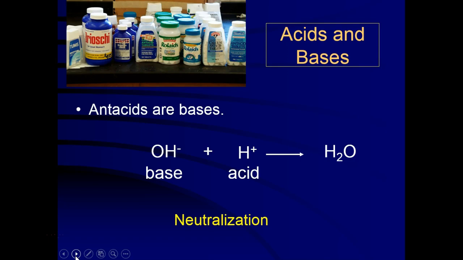If we want to change the pH, if we want to get it back to neutral, then what we have to do is take up those hydrogen ions. So we add a base. If you want to neutralize an acid, you add a base. If you want to neutralize a base, you add an acid.